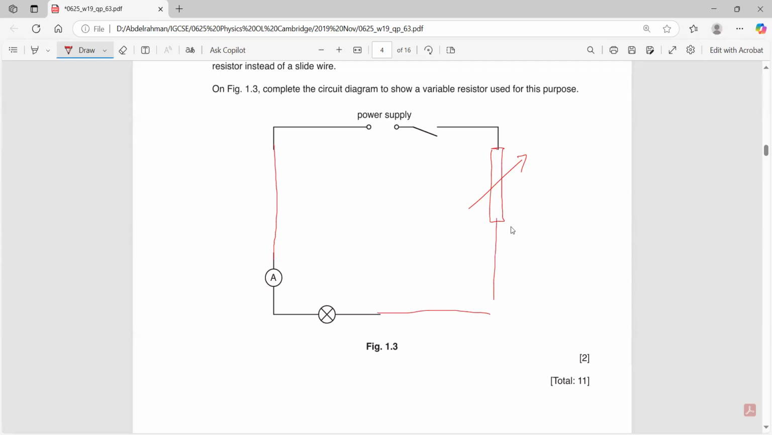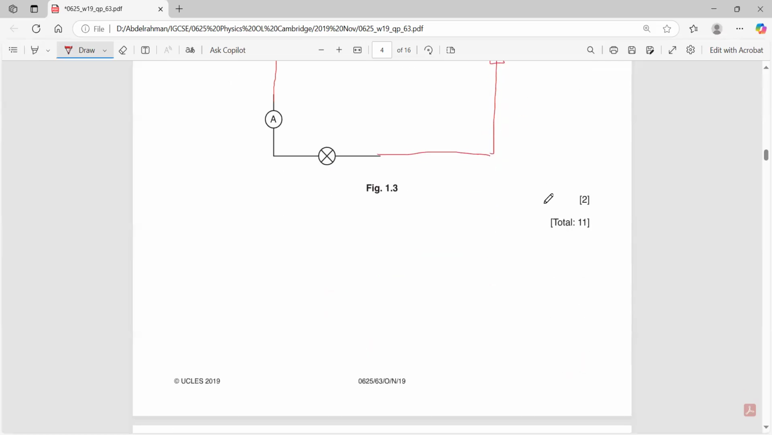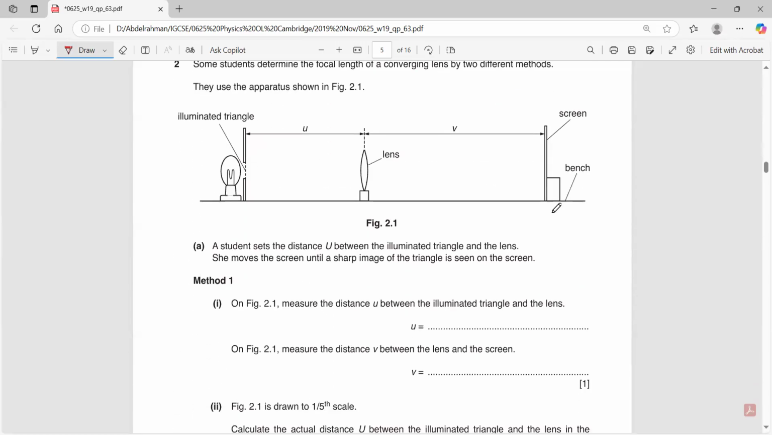Just draw the remaining graph. That's all you need to do in this question. Moving on.